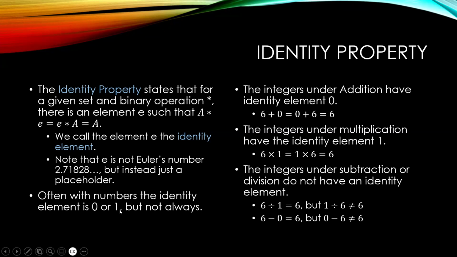Not always, but often. And so the integers under addition have an identity element of 0 because you can add 0 and it doesn't change anything. The integers under multiplication have an identity element of 1 because you can multiply by 1 and it doesn't change the value. Under subtraction and division, we don't have an identity element. It's only under addition and multiplication. There may be other binary operations which satisfy the identity element, but when we're talking about these four, it's just addition and multiplication.